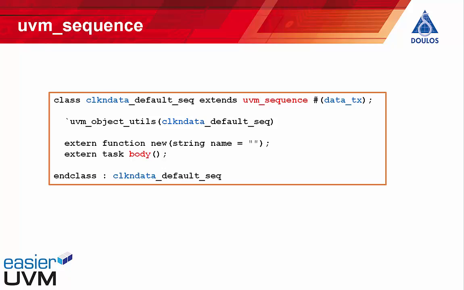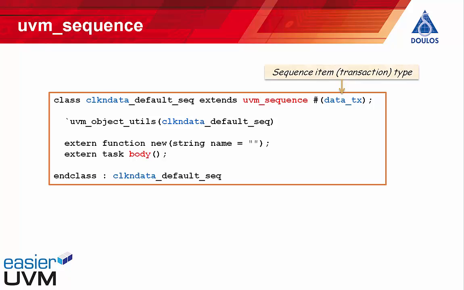So let's take a look at sequences. A sequence is an object of a class where that class extends the base class UVM sequence. UVM sequence is actually parameterized with the type of the sequence item or transaction that the sequence is going to generate. Remembering that a sequence item is a transaction, but if you want to declare a transaction class that can be generated from sequences, you actually have to extend your transaction class from the class UVM sequence item.